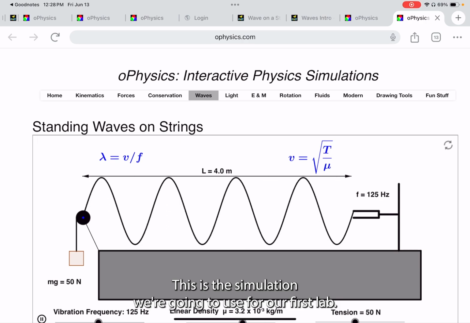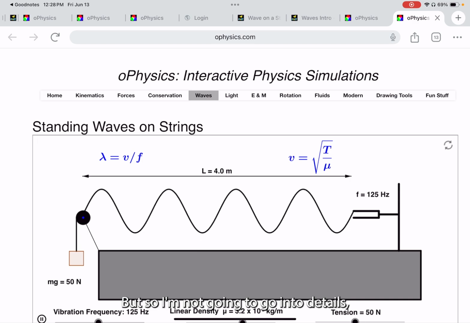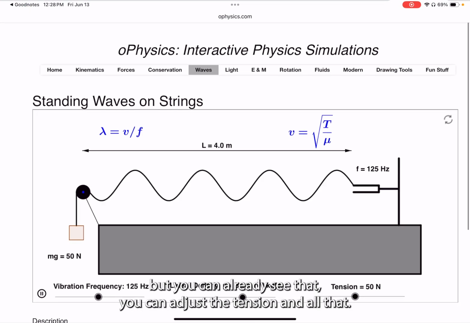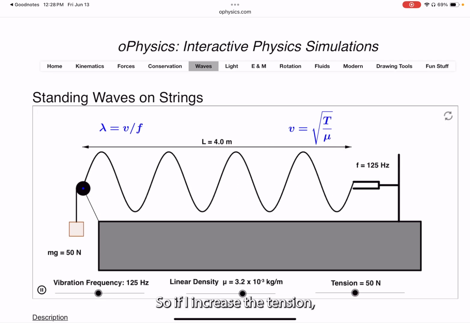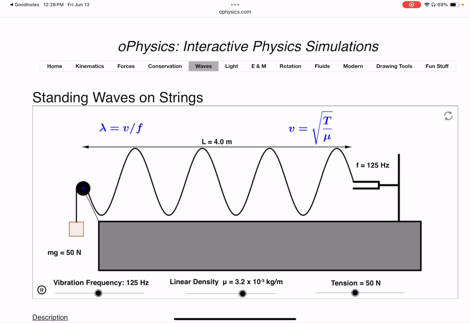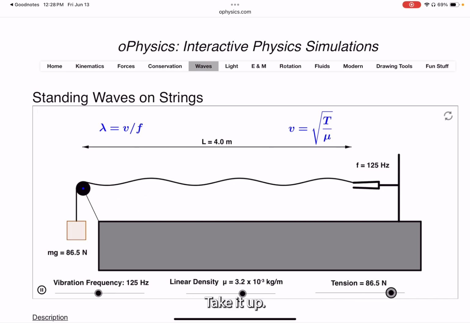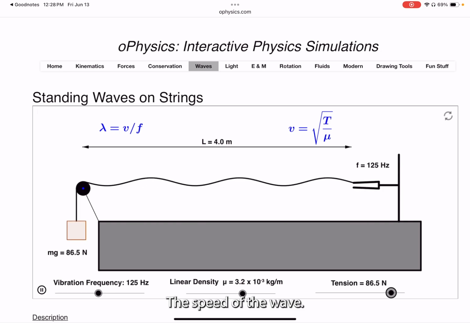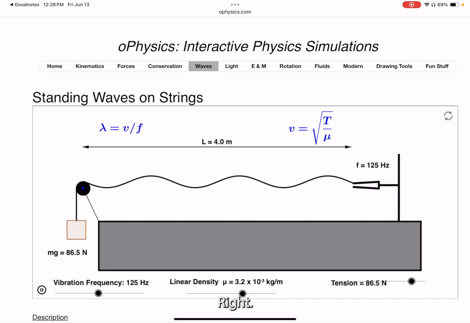Okay, we have a simulation here. This is the simulation we're going to use for our first lab, but I'm not going to go into details. You can already see that you can adjust the tension and all that. See that? So if I increase the tension, let's see what happens. Take it up. Okay. I've increased the tension. The speed of the wave must increase, right?